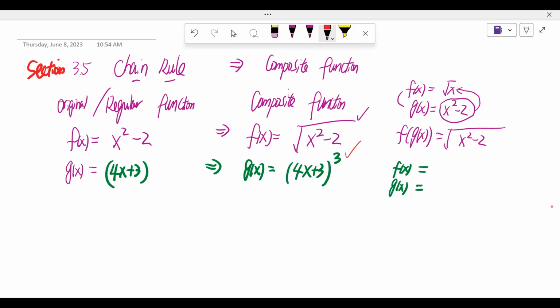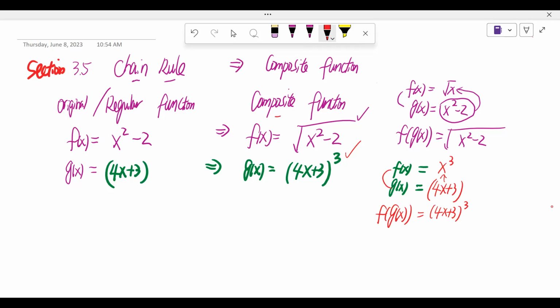We just try to break down this function. So f of x will be x cubed, and g of x will be 4x plus 3. If you do f composite g of x, what do we end up with? For function f of x it becomes this, so we end up with 4x plus 3 to the third power. Does that make sense? We try to break any composite function down into two elements, f of x and g of x.